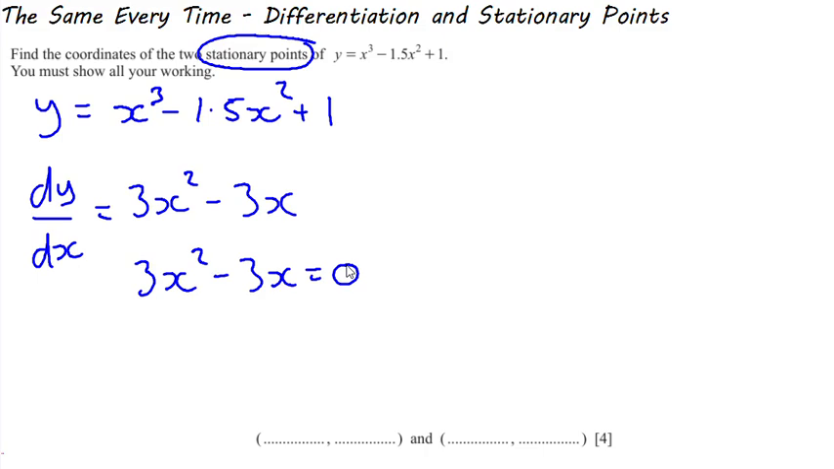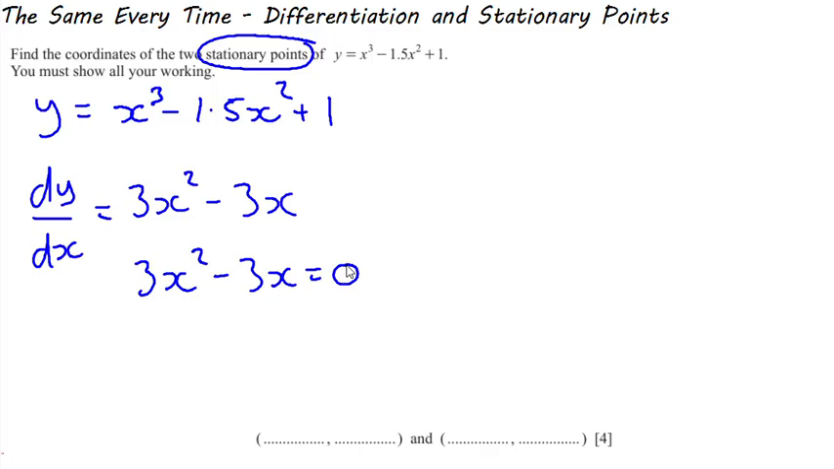Even if you're not sure what to do next, by remembering to do this and realizing it's the same every time, you're still getting yourself into the method marks. Now, this is a quadratic equation. However, it does not have a number on its own. It just has the x squared and the x.